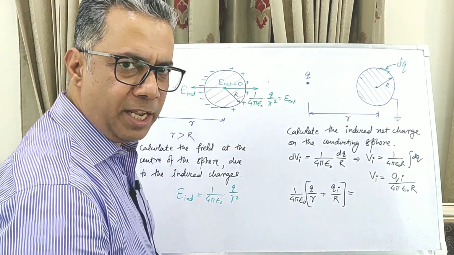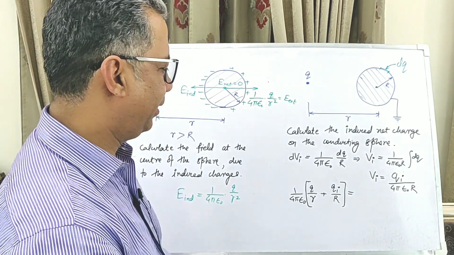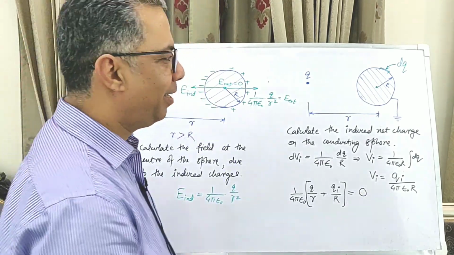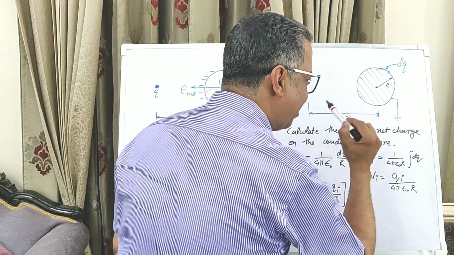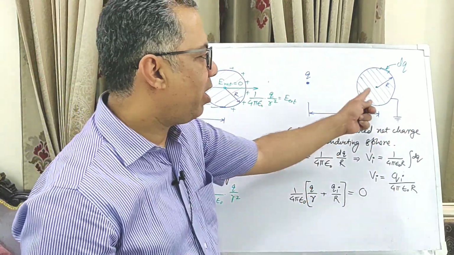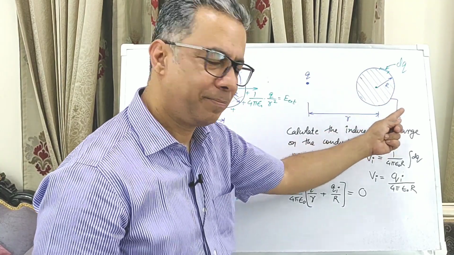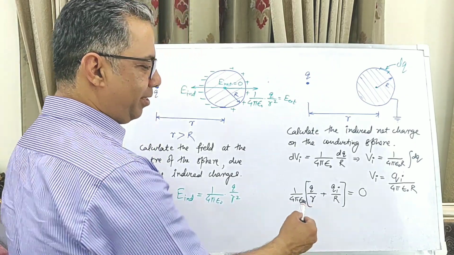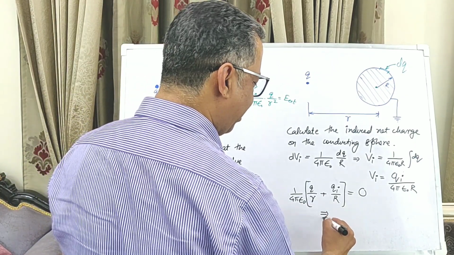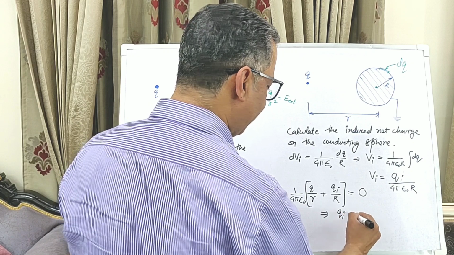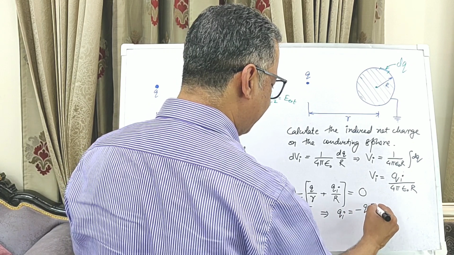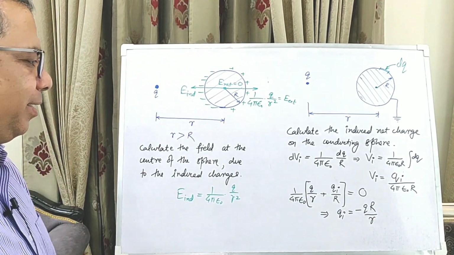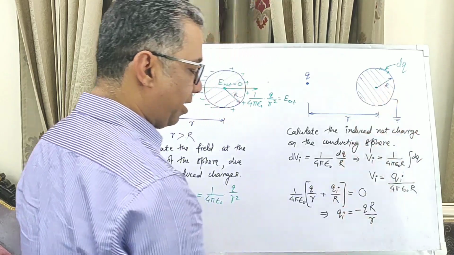Now this total potential will be equal to, any guesses? Anyone making a guess here? Come on. This has to be 0. Now why so? Because the conductor is connected to the earth, and when we connect a conductor to the earth, its potential is necessarily 0. So this is 0, and therefore when we calculate this Qi, we get minus q R by small r. So that's the induced charge on the surface of the conductor.